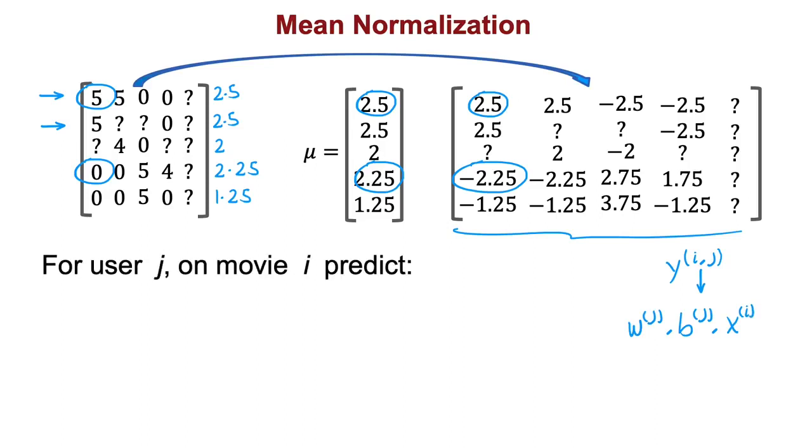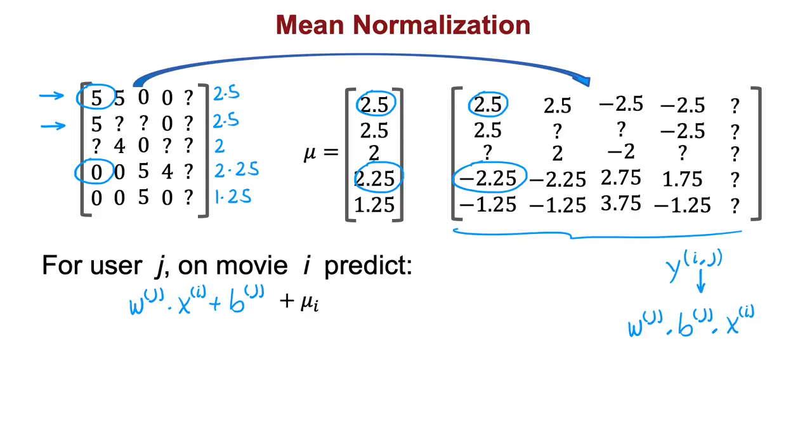Same as before, for user J on movie I, you would predict Wj dot xi plus bj. But because we had subtracted off mu I for movie I during this mean normalization step, in order to predict not a negative star rating, which isn't possible if a user rates from 0 to 5 stars, we have to add back this mu I, which is just the value we had subtracted out.